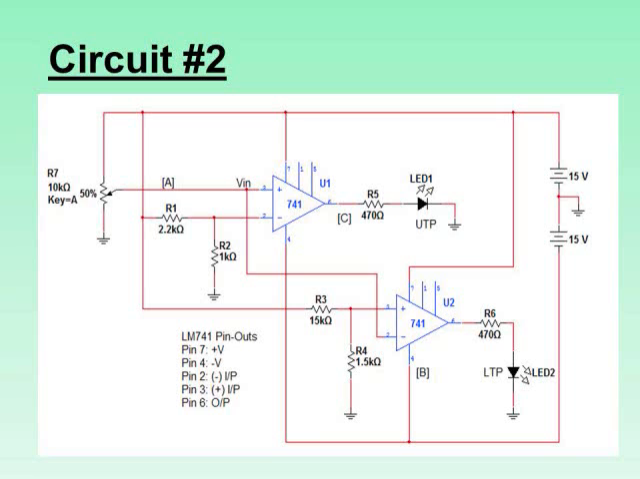Notice how the LEDs are turned around the other way. So in this case, to turn the LEDs on, we need the comparator output to be high, whereas in the other circuit they needed to be low. Same idea, just a slightly different arrangement.